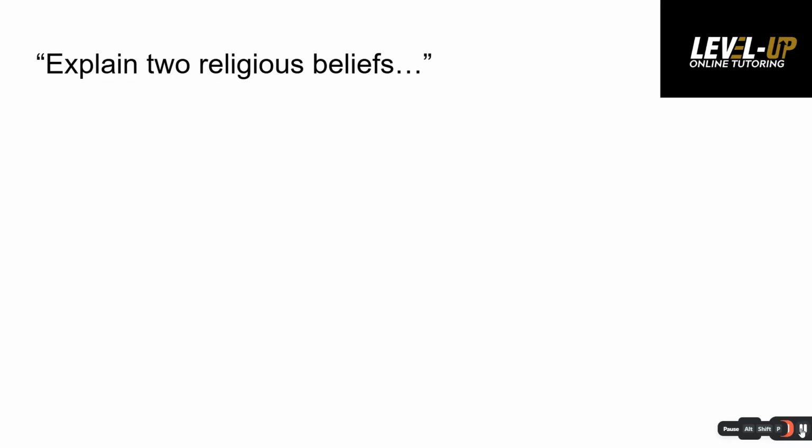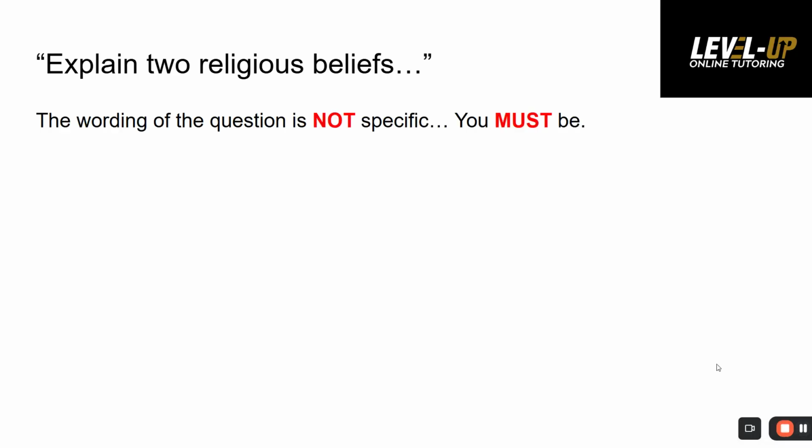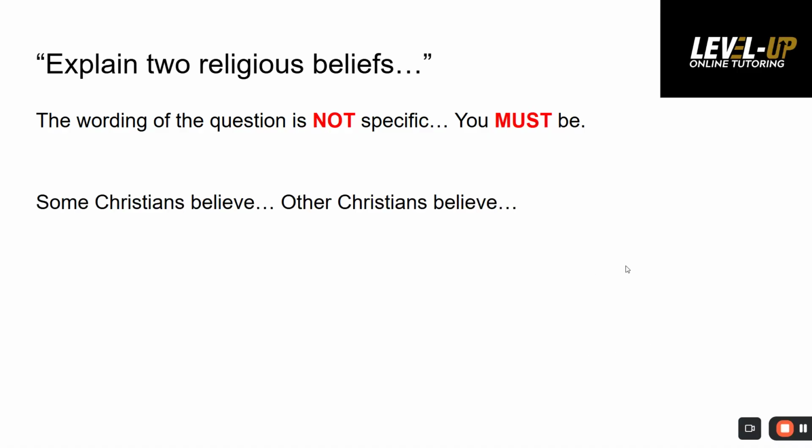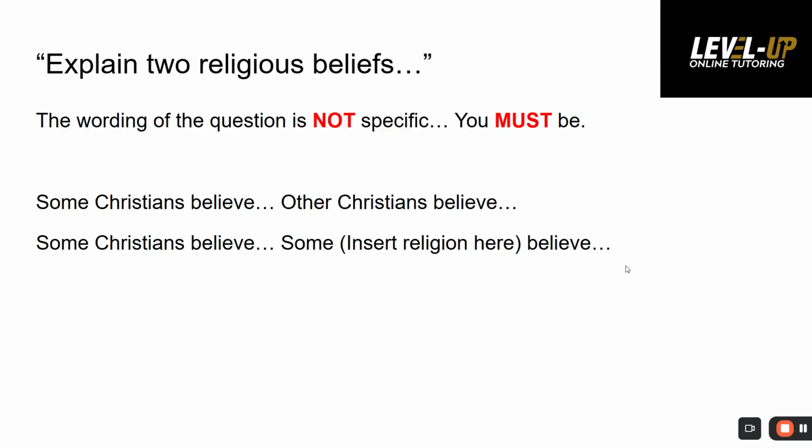Next, you'll have explain 2 religious beliefs as another sentence that can occur in some of the questions throughout your paper. Now, what this links to is this idea then of these 6-mark questions not being specific. If the question is not specific on a particular religion, you have to be. So whereas before, that question of contemporary British society means we know we have to mention Christianity, you also have these questions which are not specific. You need to be. So the way you can do this is by saying some Christians believe versus other Christians believe. You could say some Christians believe versus whatever other religion you have studied believe.